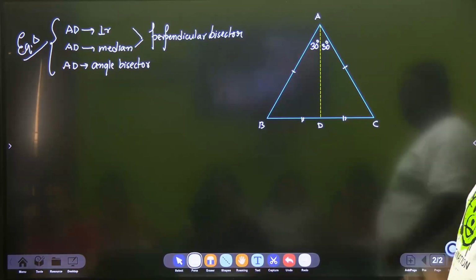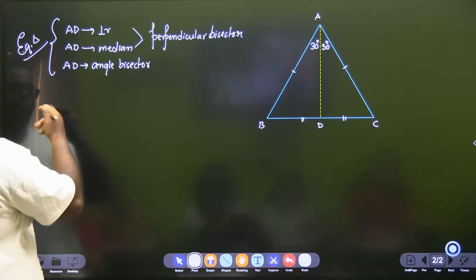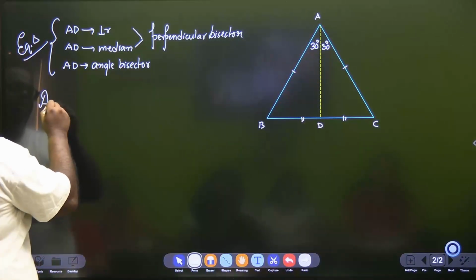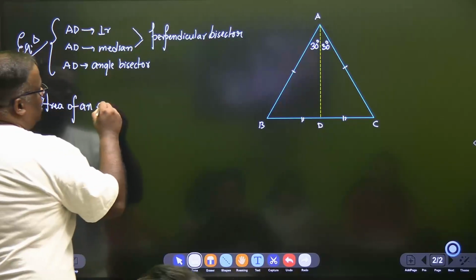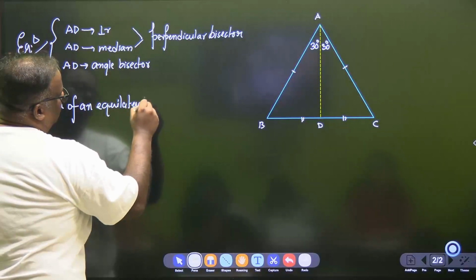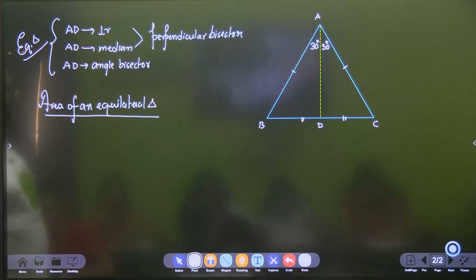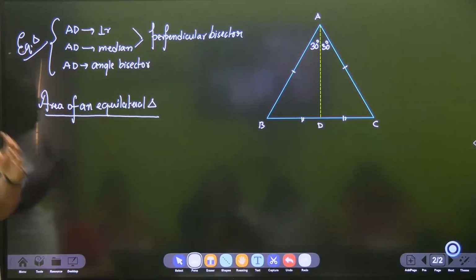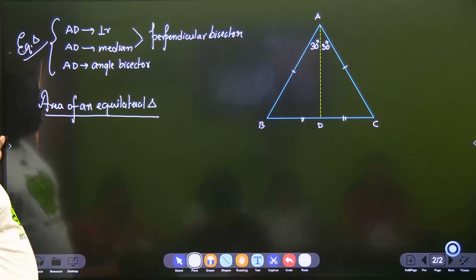Now we will see how to find the area of an equilateral triangle. I won't teach this again in grade 10. Many of us know, sir, that the area of an equilateral triangle is root 3 by 4 a square. ऐसे याद करके बोलते रहते हैं, वो सब आया कहाँ से?